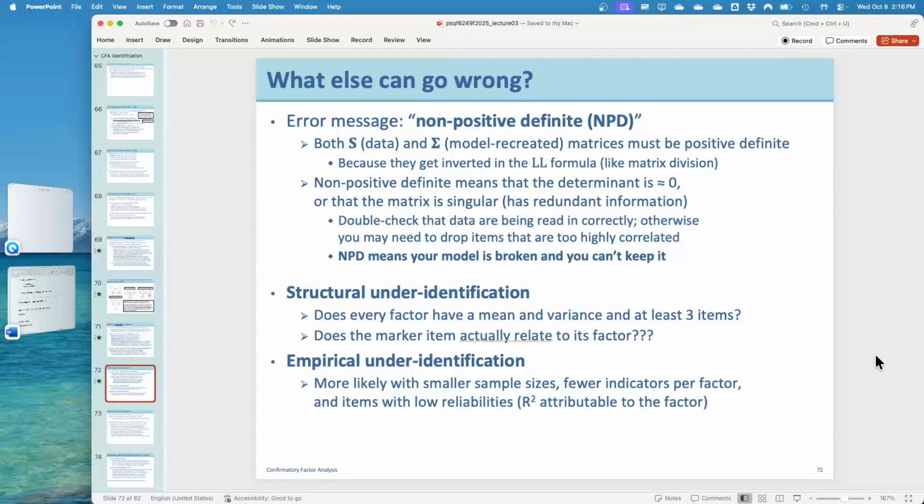Okay. What else could go wrong? I did look at my watch there. Oh, everything could go wrong. Ever seen the message non-positive definite? Yes. I see Erica's like, yes, you must be doing statistics research.